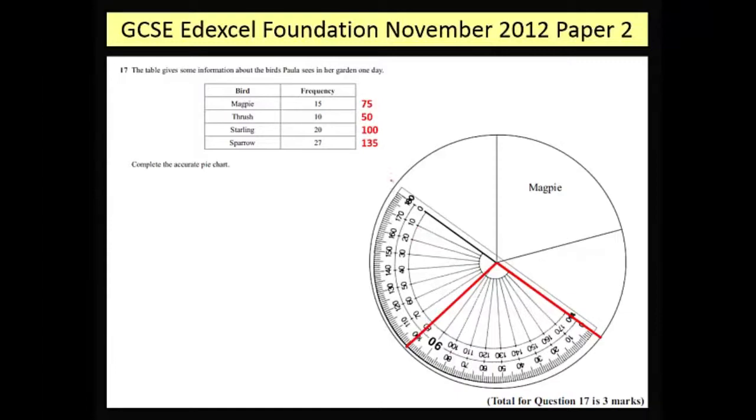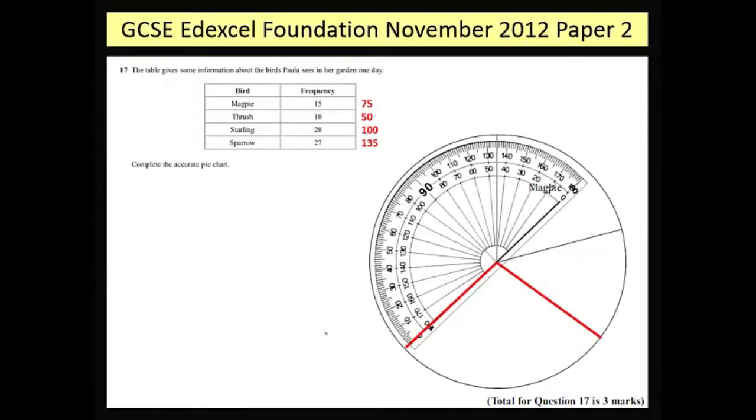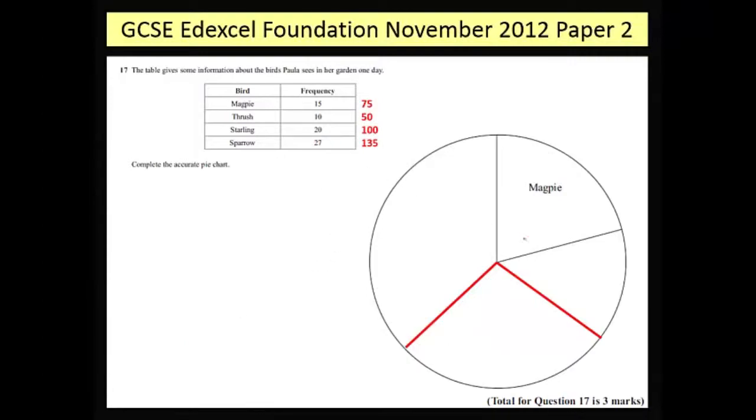Now the last section is already completed now, but we should just check that it comes out as 135 to make sure we haven't made a mistake. So if you place the 0 here on the new line drawn, you'll see that the final line is already at 135 and it's complete for us. So the last thing to do to get a mark, and this is quite important, is label each of these sections. So this was thrush, this one was starling, and finally this one is sparrow.